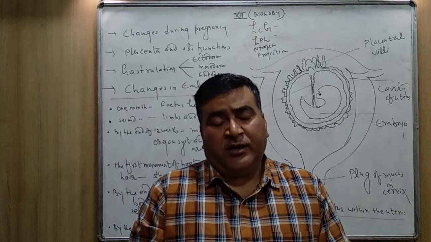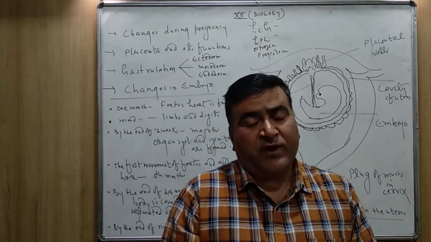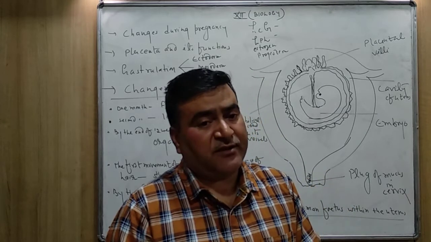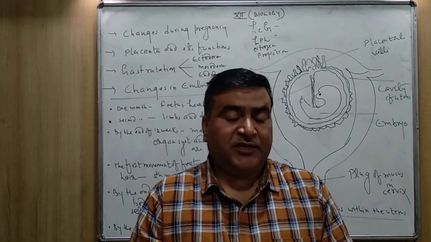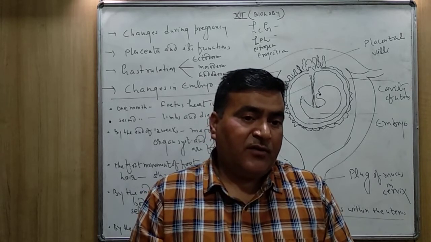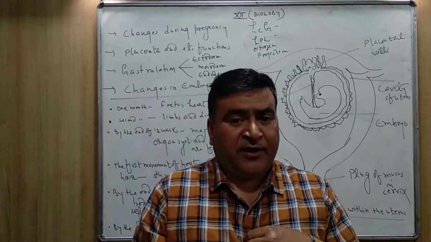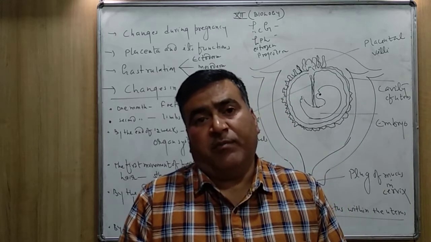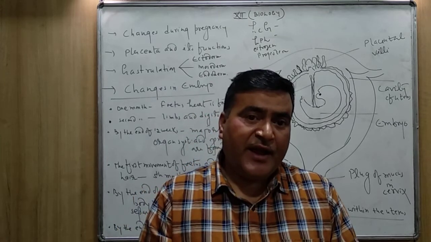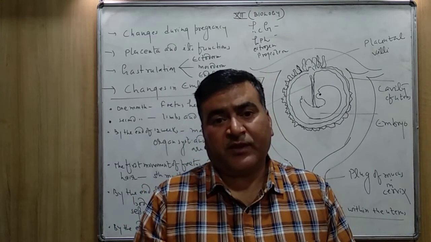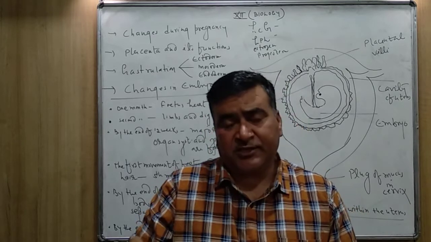But overall, all these hormones, by the end of the gestation period, one more hormone is secreted from the ovary, and that is relaxin. Because of the secretion of hormones by the placenta, it is also known as endocrine tissue. So how many functions are there of the placenta?